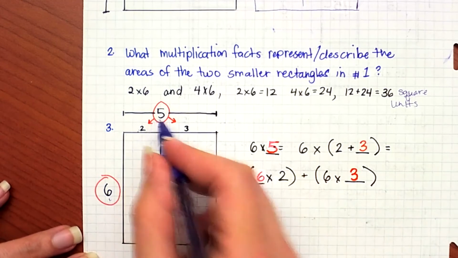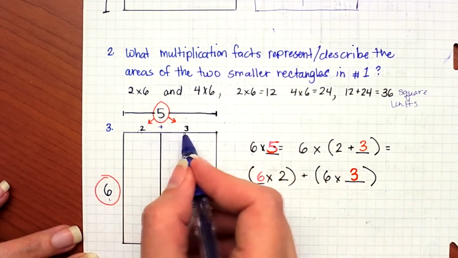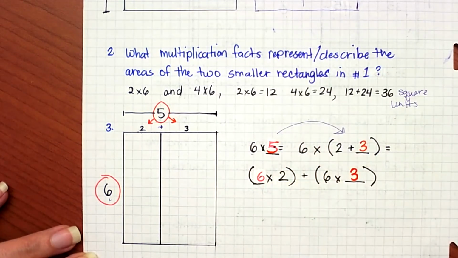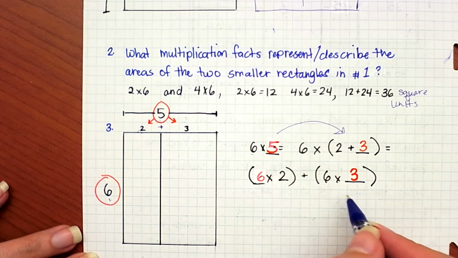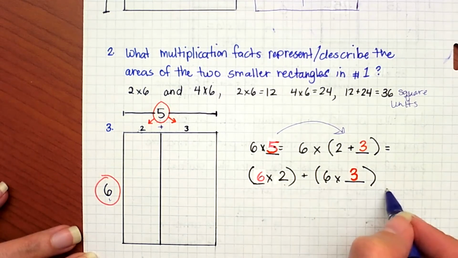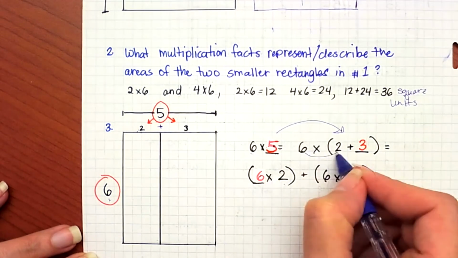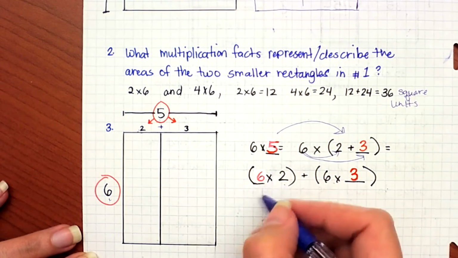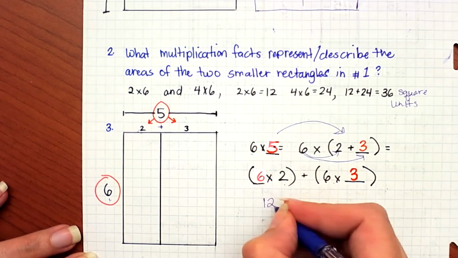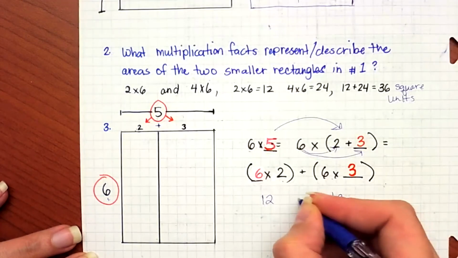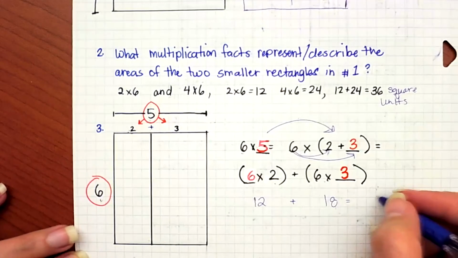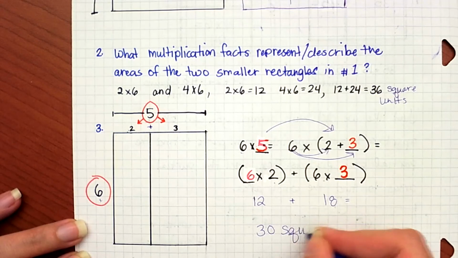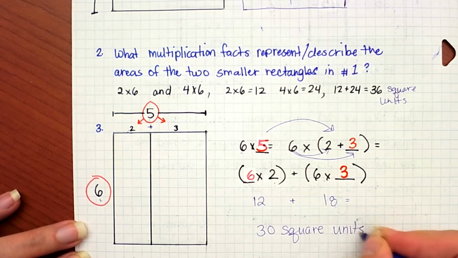So we did 6 times 5 is equal to 6 times the quantity 2 plus 3, because we changed that 5 into 2 plus 3. We broke it apart. And then we knew when we separated out into separate parentheses, this became 6 times 2 plus 6 times 3. And then I can solve 6 times 2 is 12, 6 times 3 is 18. If I add those together, that's going to give me 30 square units.